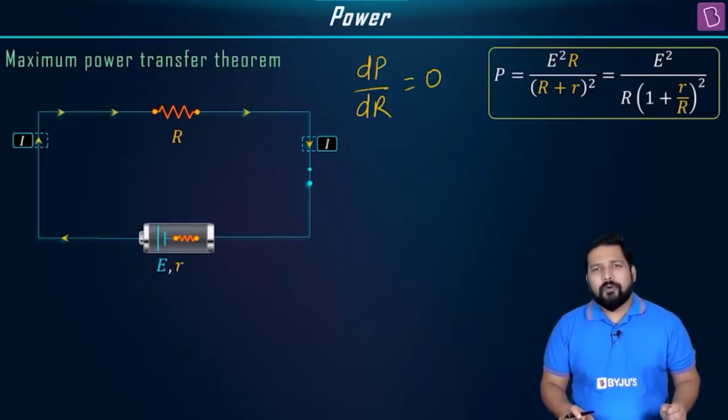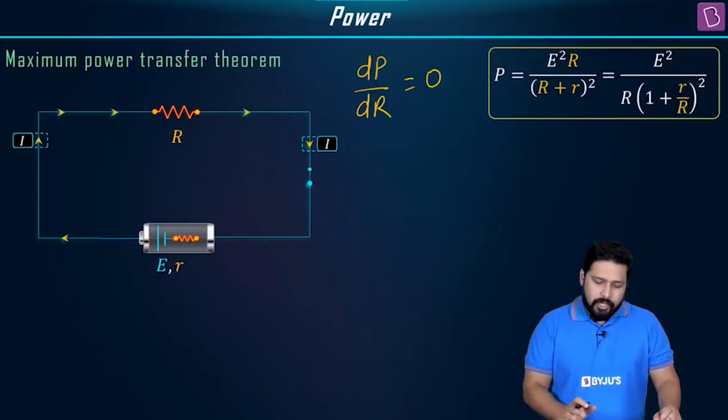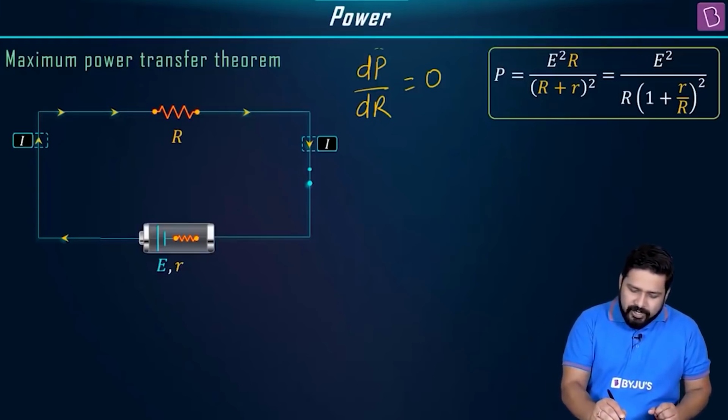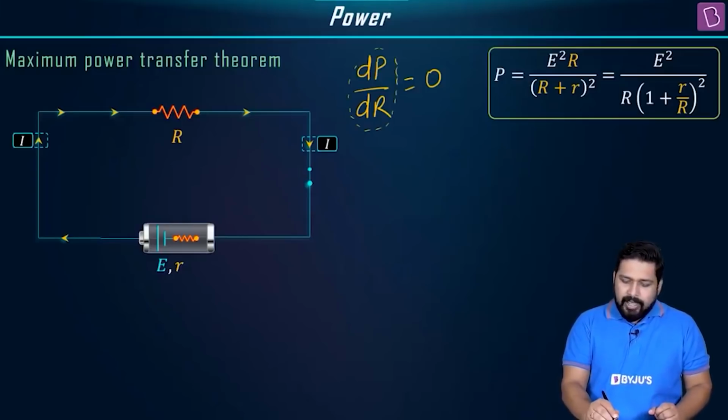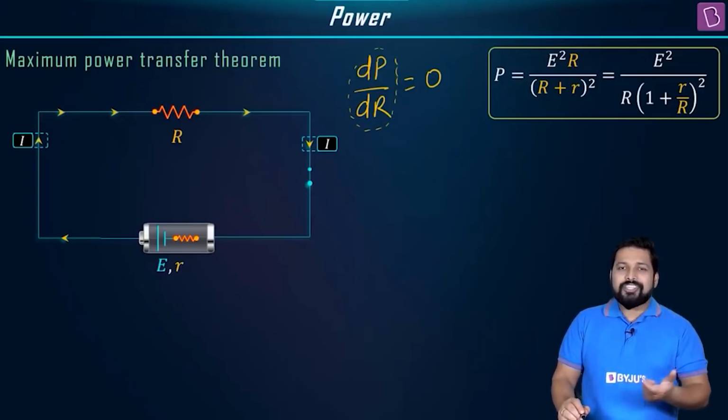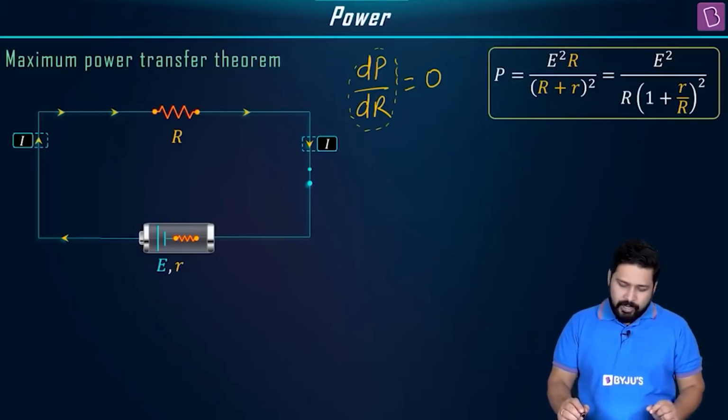Obviously, in this case, we are checking for the maximum value of the power. So what we say is that if you differentiate this with respect to capital R and equate the value to 0, then the condition that you get will be the condition for maximum power.